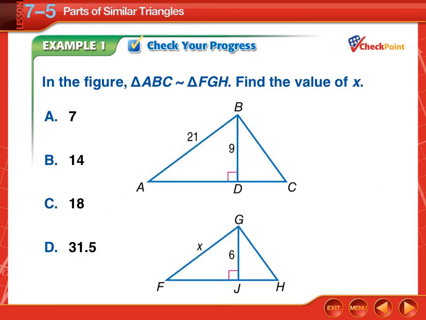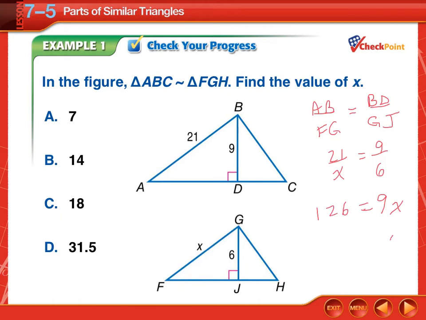And here we have a problem with the altitudes of two similar triangles, and we learned that those altitudes are also proportional to the sides. So we have AB is to FG as the altitude BD is to GJ, 21 is to X as 9 is to 6. And we have 9x equals 126. Divide both sides by 9. And we have 1 with a remainder of 3, so that would be 14.